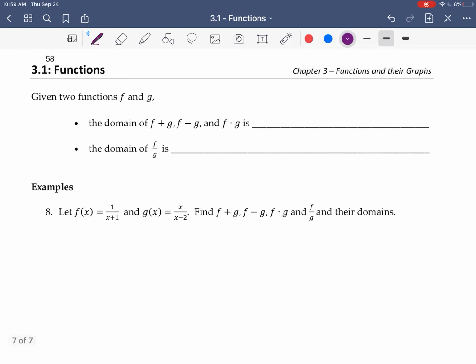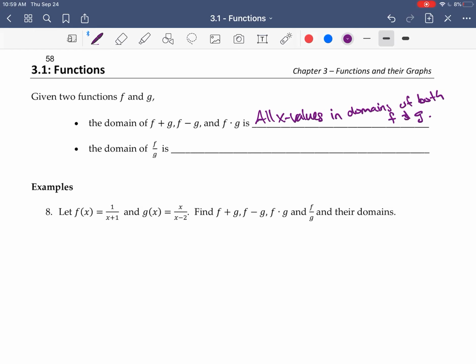So now that I've talked about domain, here we go. If you add, subtract, or multiply two functions, the domain is going to be all x values in the domains of both f and g. Okay, so as long as you could plug x into both f and g, you can plug x into f plus g, f minus g, and f times g.